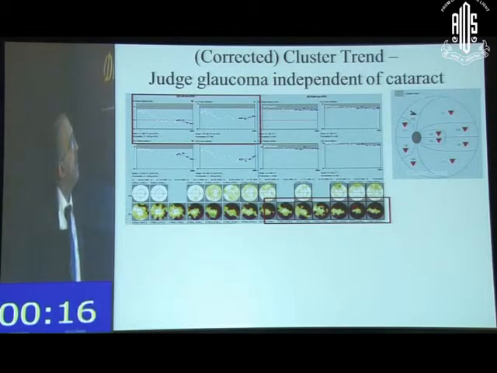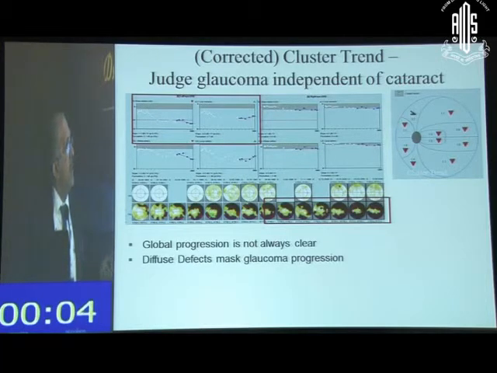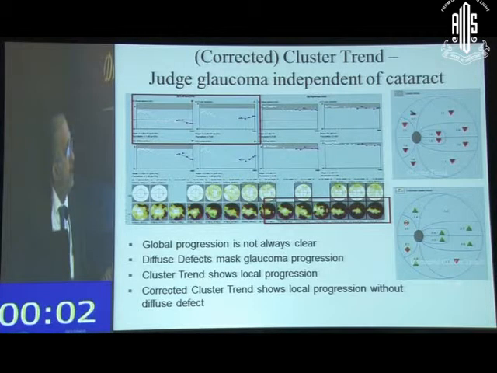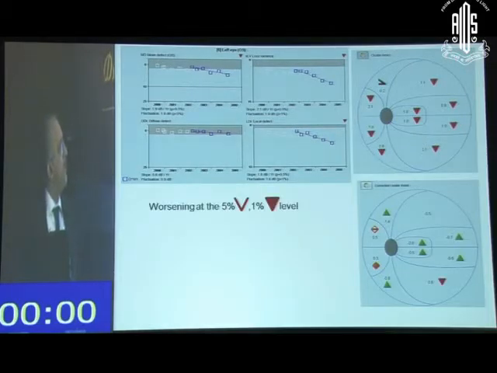So another way here is to ask yourself, is the cataract masking the deterioration of a possible glaucomatous field defect? And that's where the corrected cluster helps us to examine the patient, and you realize there is a deterioration, but it's a focal deterioration. That is, the cataract change is masking a glaucomatous change in the inferior part of the visual field. And this is how it appears, again with probability symbols here to give you an idea about progression.